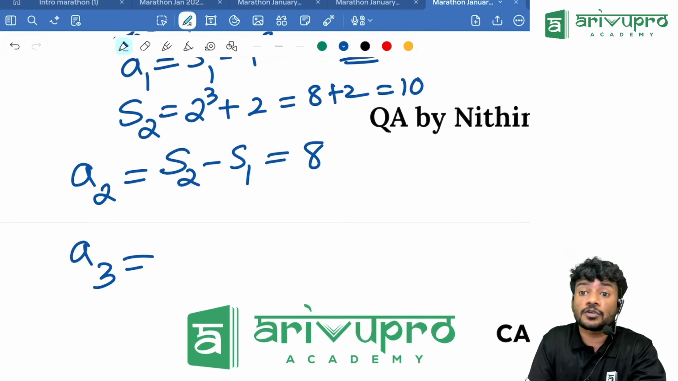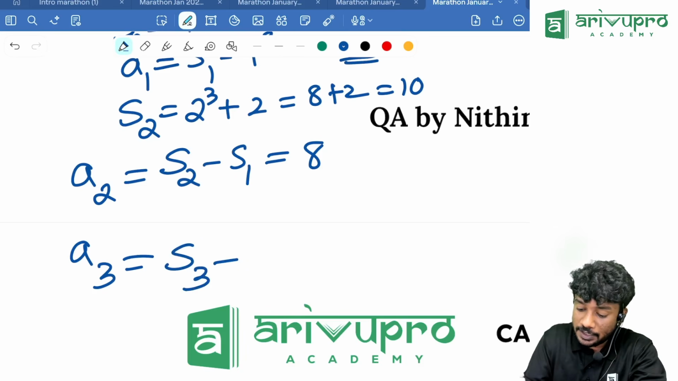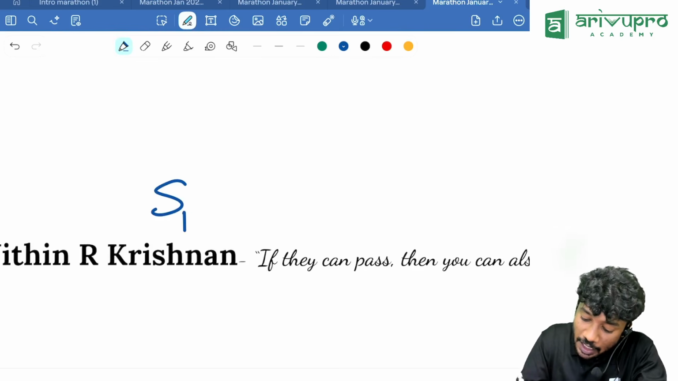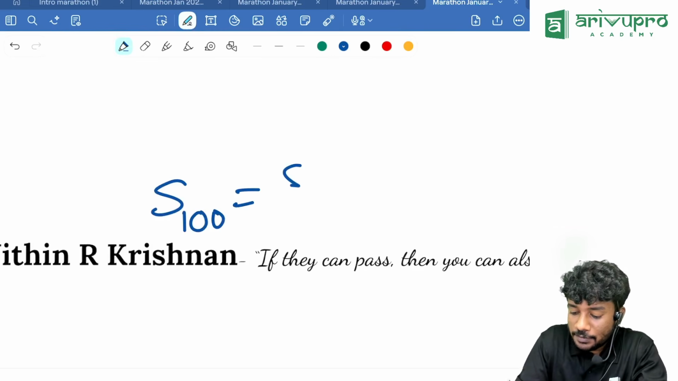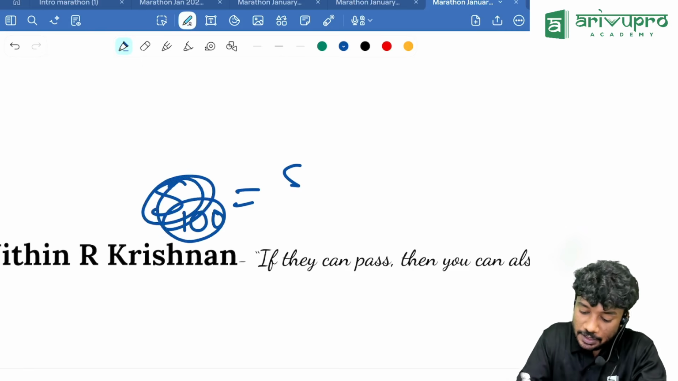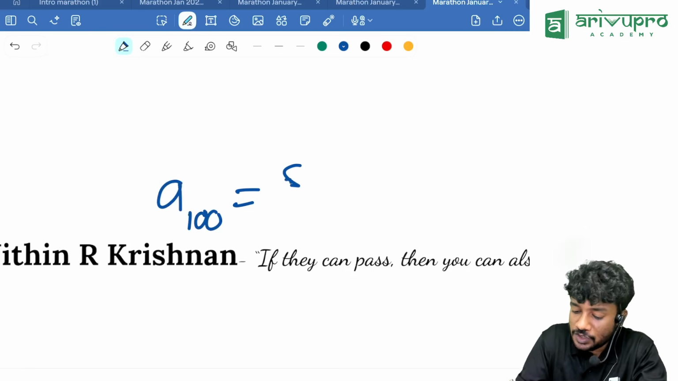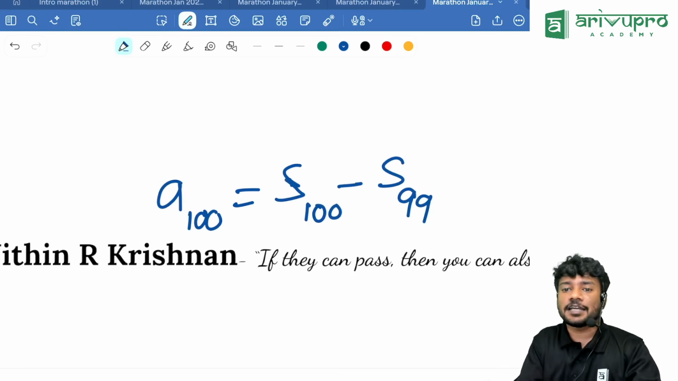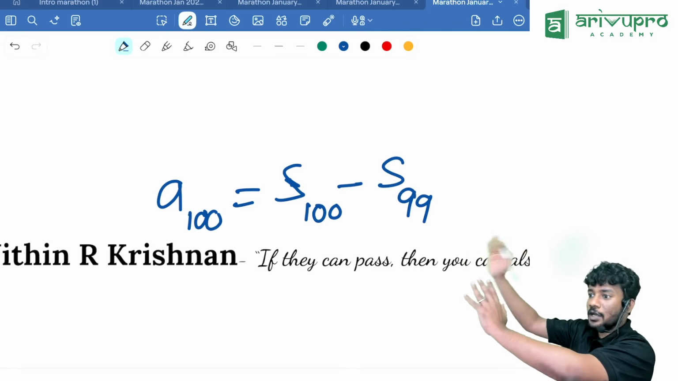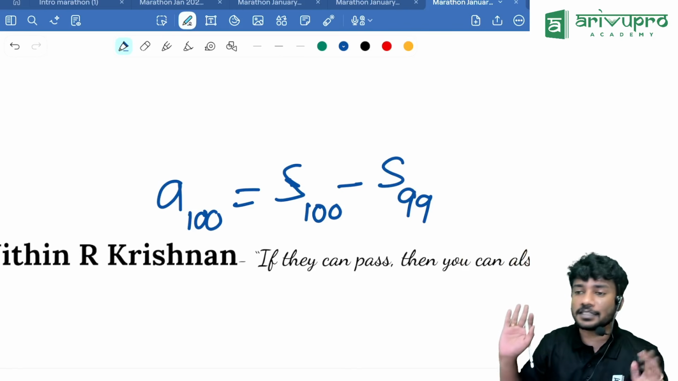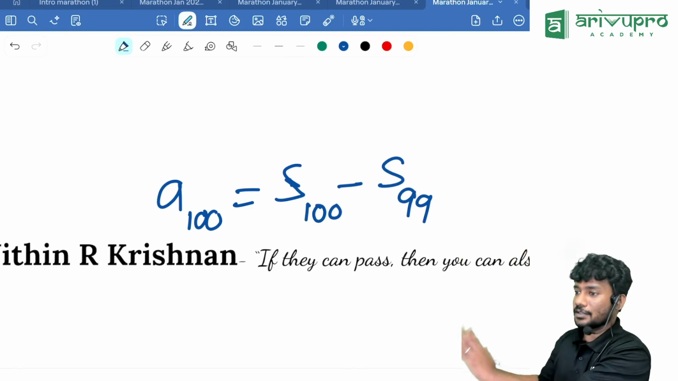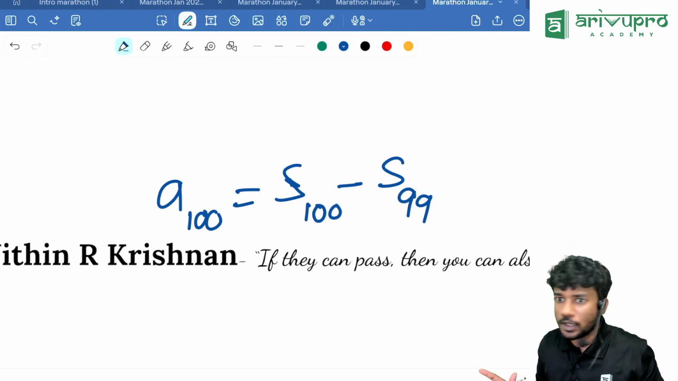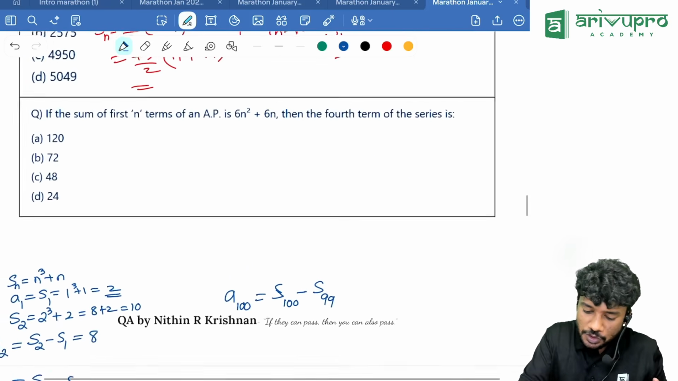Randomly they are asking you to find A3. It is very simple: S3 minus S2. If they are asking you to find the 100th term, A100, how will you find it? S100 minus S99. That means the sum of 100 terms minus the sum of 99 terms will give you the 100th term. That extra term you will get. Got the point, everyone?